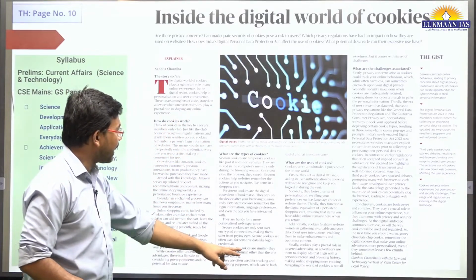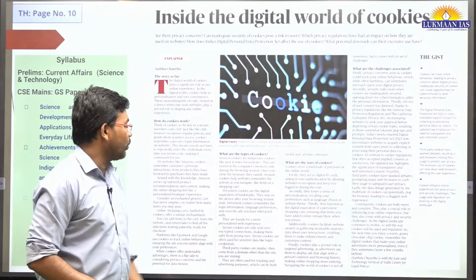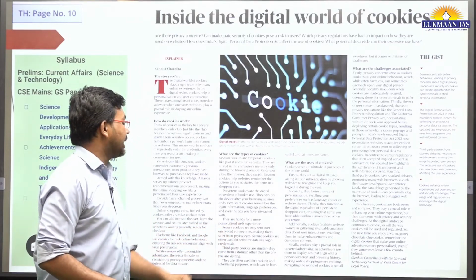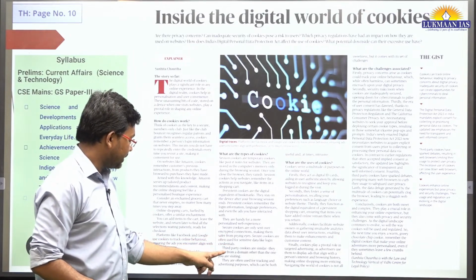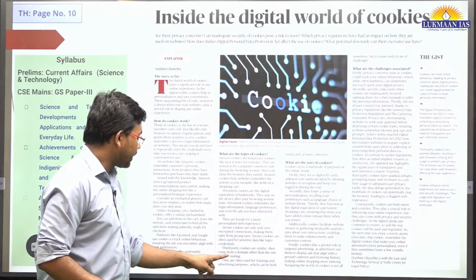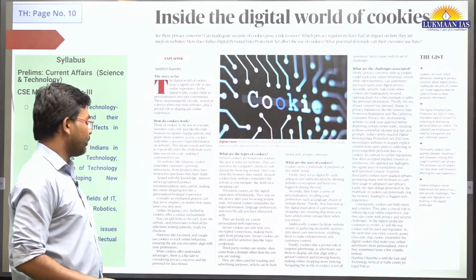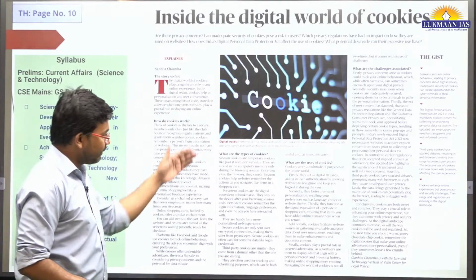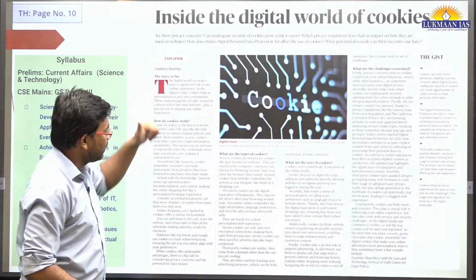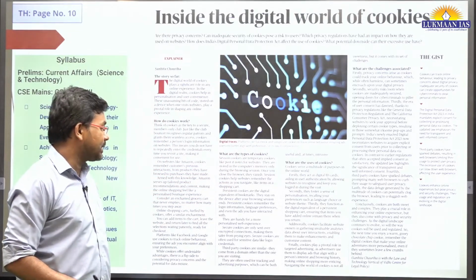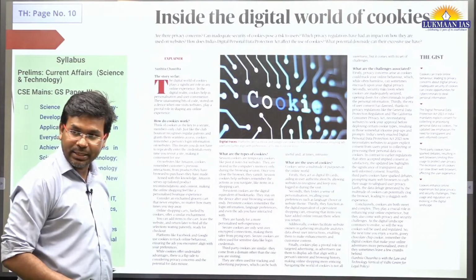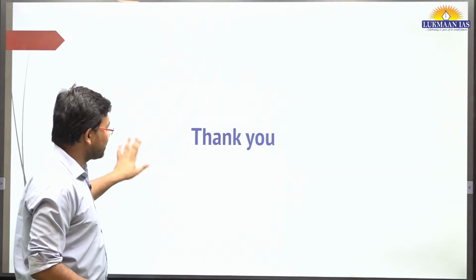Then we have secure cookies, which are only sent over encrypted connections, making them safer from prying eyes. Then third-party cookies come from a domain other than the one you are visiting. So there are different types of cookies that they have mentioned: temporary cookies, persistent cookies, secure cookies, and third-party cookies.